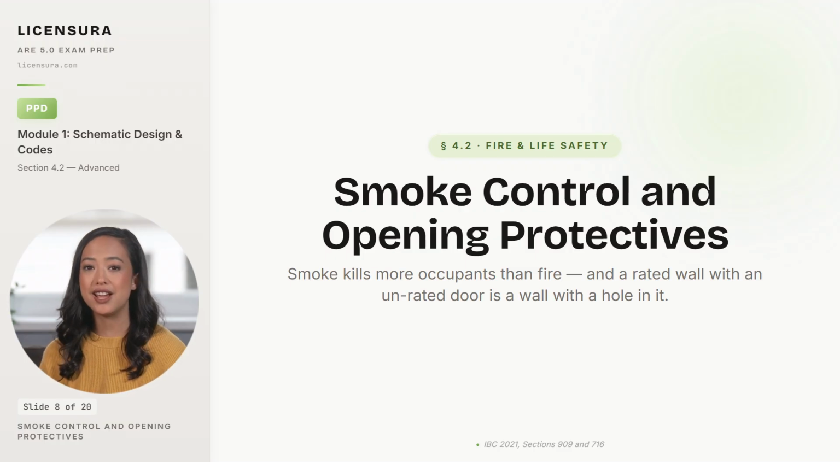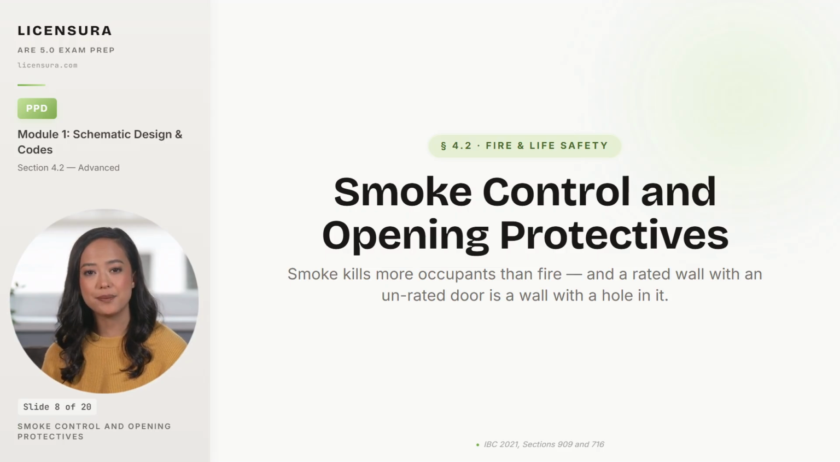Most architects underestimate how aggressive the smoke problem really is, and you cannot fix it later. Smoke kills more occupants in fires than the flames themselves. That single fact drives 2 parallel chapters of the IBC. Section 909 governs active smoke control systems for the geometries where smoke cannot dissipate naturally, and Section 716 governs the opening protectives that keep rated walls from leaking smoke through the doors, windows, and ducts that penetrate them.